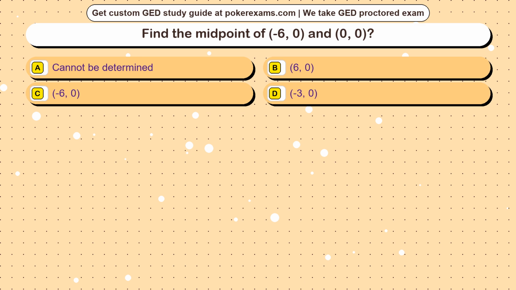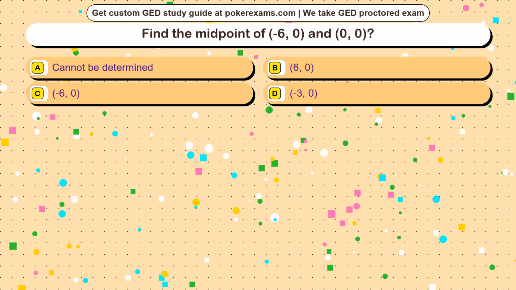Question 6. Find the midpoint of (-6, 0) and (0, 0). Option A, cannot be determined. Option B, (6, 0). Option C, (-6, 0). Option D, (-3, 0).